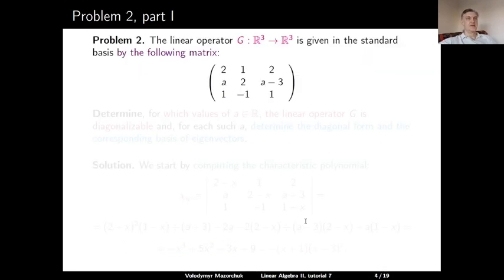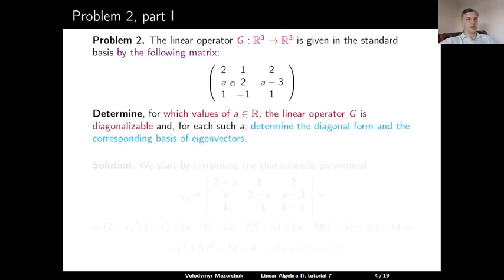Problem 2. The linear operator g from R^3 to R^3 is given in the standard basis by the following matrix: 2, 1, 2, a, 2, a - 3, 1, -1, 1. Here a is a real parameter. Determine for which values of this real parameter a the linear operator g is diagonalizable, and for each such value of a, determine the diagonal form of g and the corresponding basis of eigenvectors.